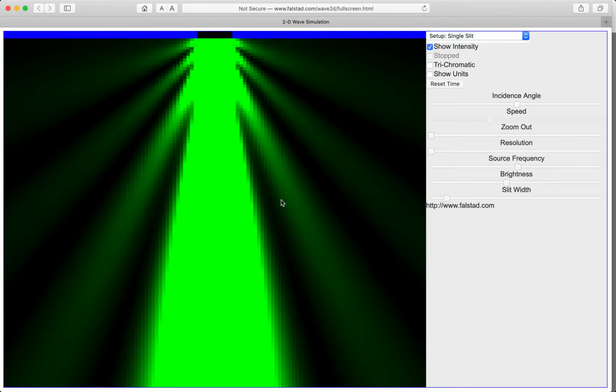So opening up the app, you should get something that looks like this. What we're looking at here is the two-dimensional wave as it passes through the slit. So imagine two-dimensional plane waves, or line waves if you like, coming from the top of the screen and hitting this slit and then diffracting out. Now what we're looking at here is the intensity of the wave.